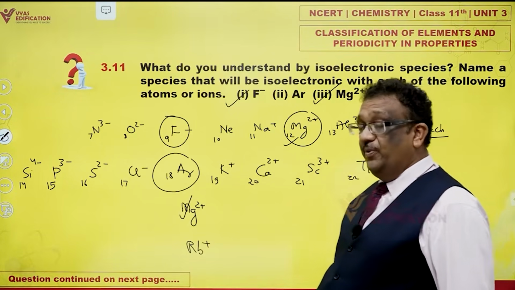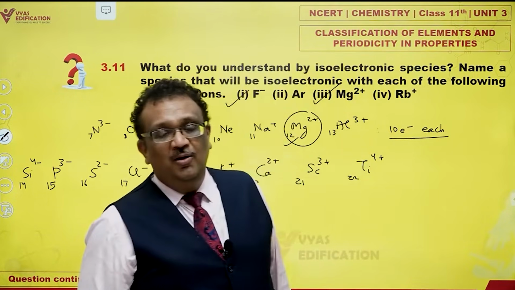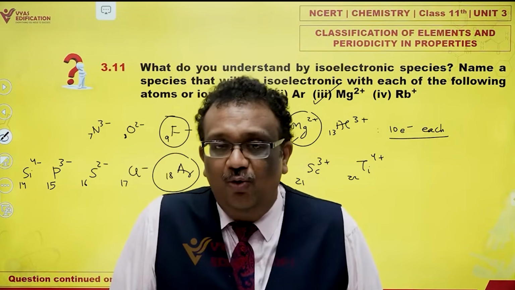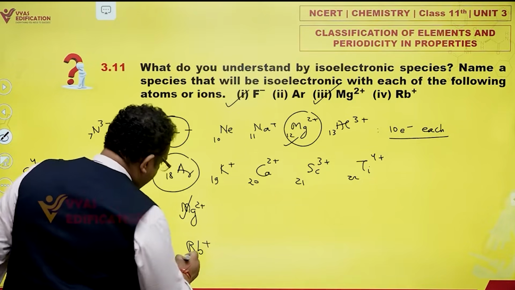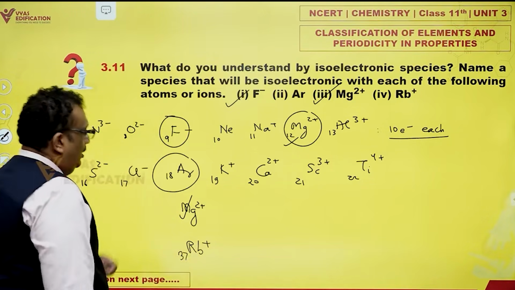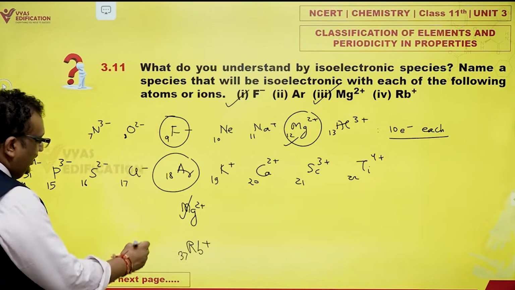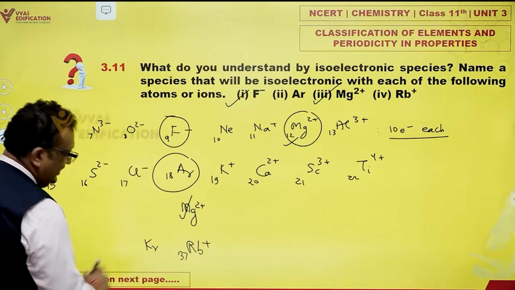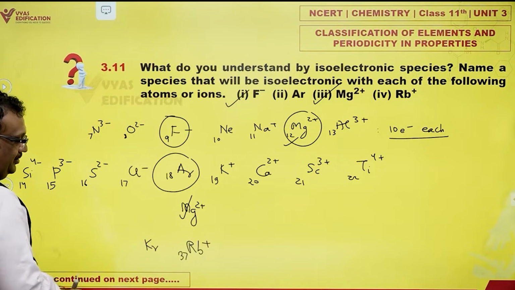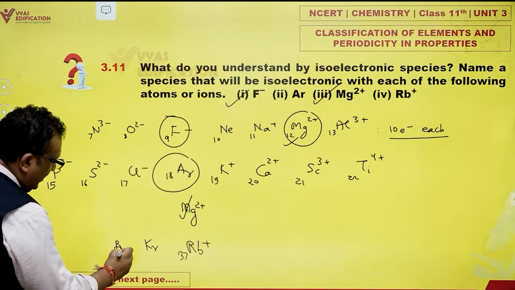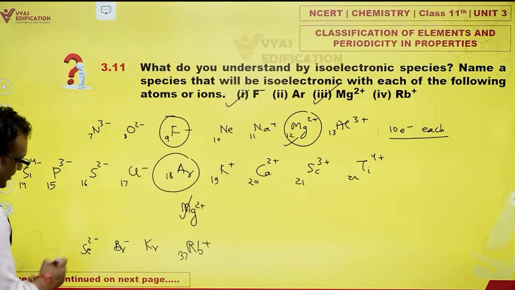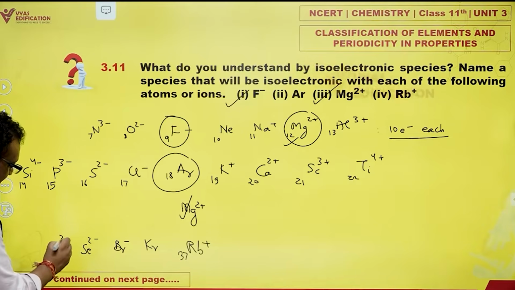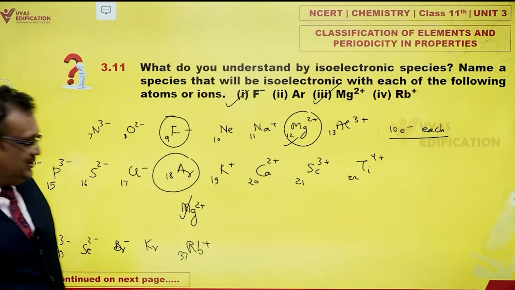And the last is rubidium. Now, rubidium, if you care to note, happens to be just after krypton, atomic number 37. It is isoelectronic with krypton, yes. And incidentally, Br minus, very much. Or selenide, yeah. Or arsenide, love it or hate it, but yes.